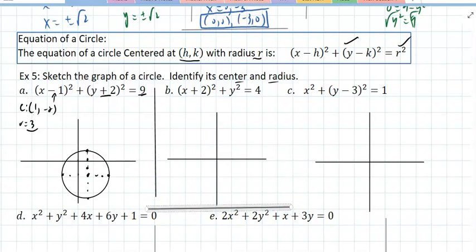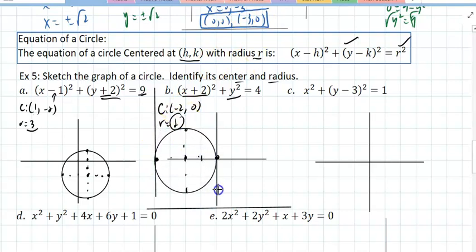Well, looking at the next problem, the center is at -2. There's no number there, means 0, and the radius is 2. So I would move to (-2, 0). That's my center, and I move 2 up, 2 down, 2 to the right, and 2 to the left. Connect those with a smooth curve, and there's your circle. It doesn't have to be perfect at all on the homework. Your grid does, but your circle doesn't.